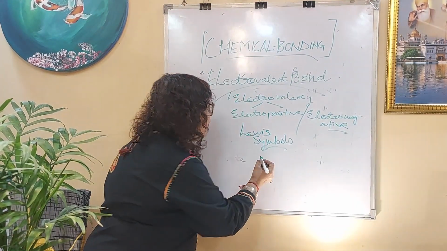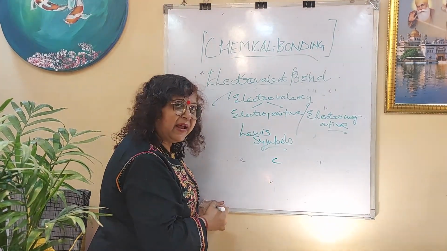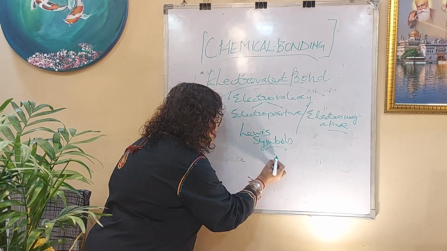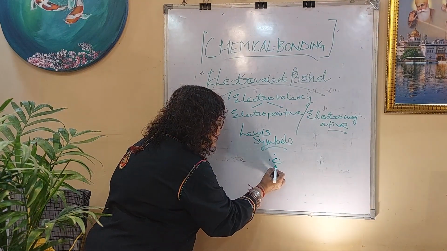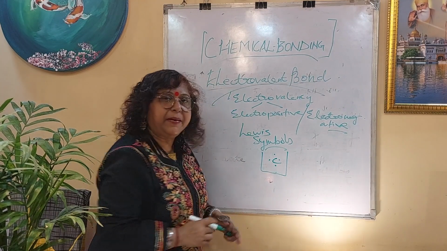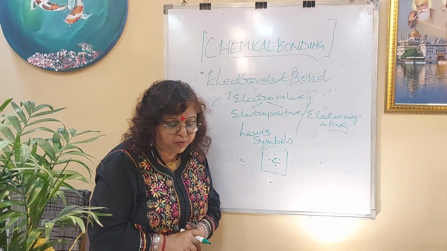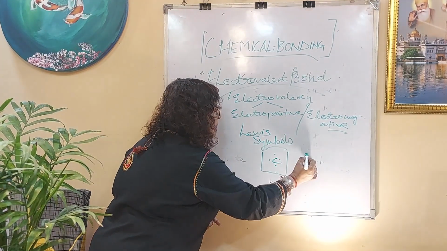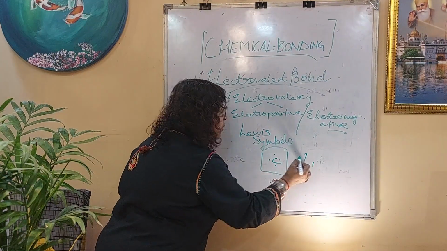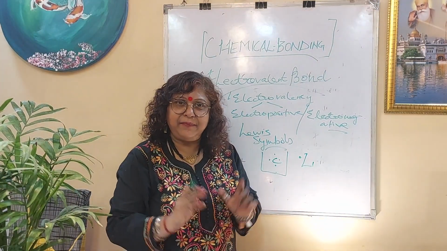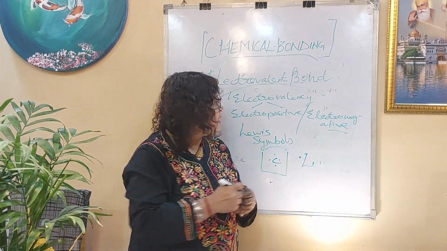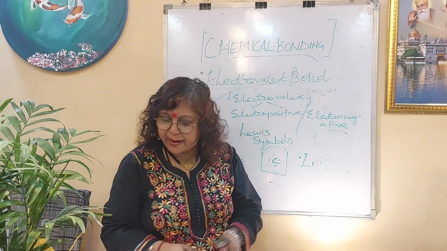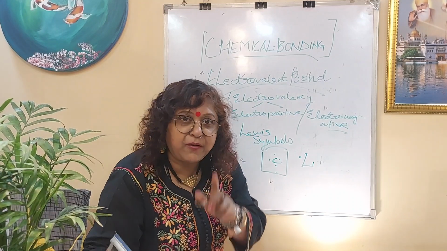Like for example, carbon. I want to explain. So this is the Lewis symbol for carbon. Okay. If I want to show it for lithium, 1 electron, right? 1 electron. So these are the things which you have to keep in mind. And now we will see the formation of sodium chloride.